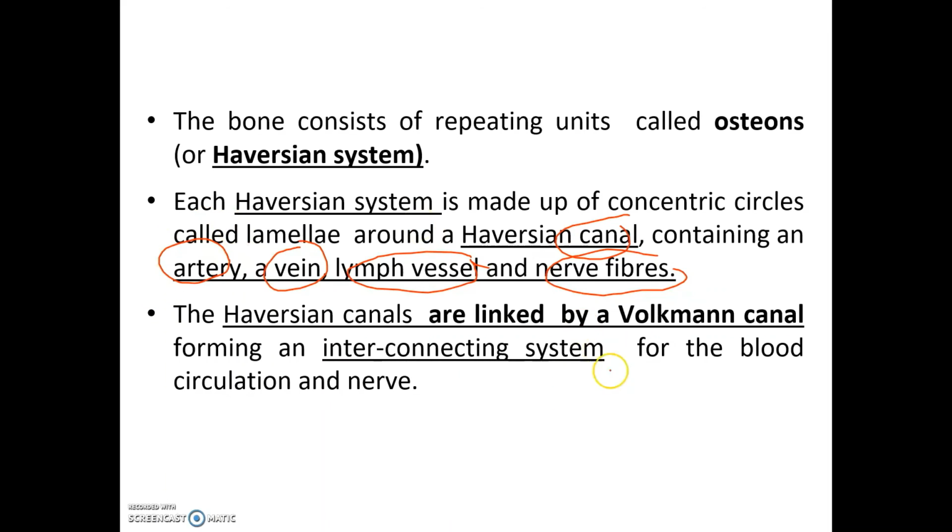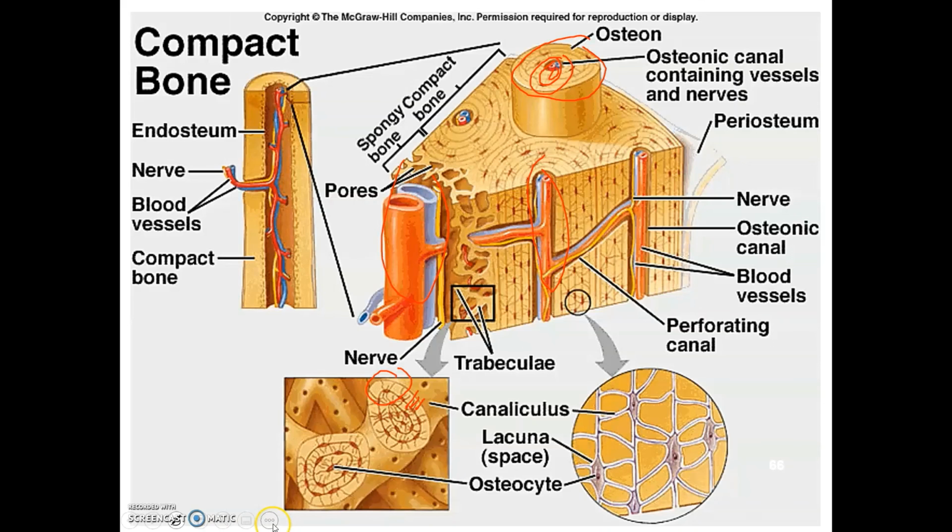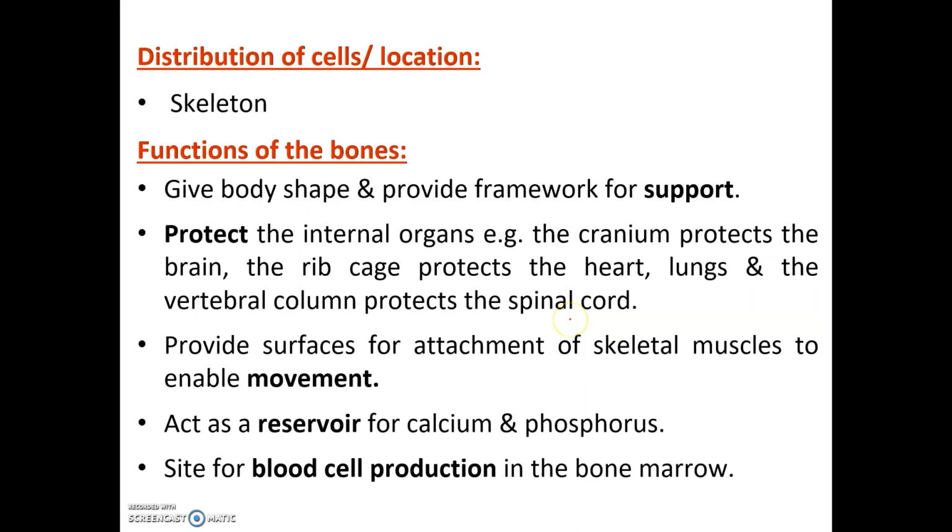So Haversian canals are linked by Volkmann canals, which form the interconnecting system for the blood circulation and the nerves. The vertical line is called the Haversian canal, while the horizontal line we call the Volkmann canal. So they interconnect with one another.